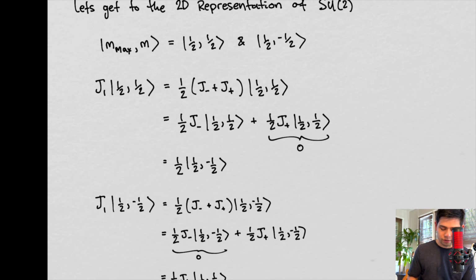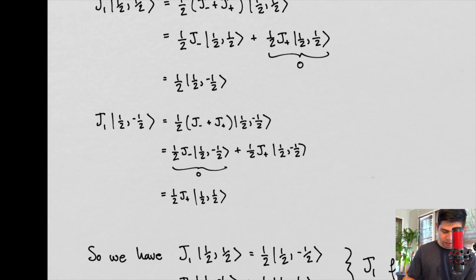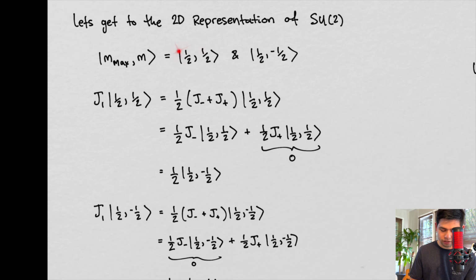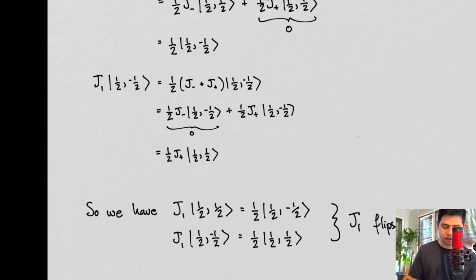And what you'll find out is that these guys operate on the second input of the state here. So this guy's going to go to 0 because you can't get anything higher than 1/2 in our 2D representation. All right, so this guy goes to 0. This guy goes down to 1/2, and so we get this. Okay? So we can do the same thing acting on the other state, right? So we acted on this guy. Now we're going to act on this guy, which is right here.